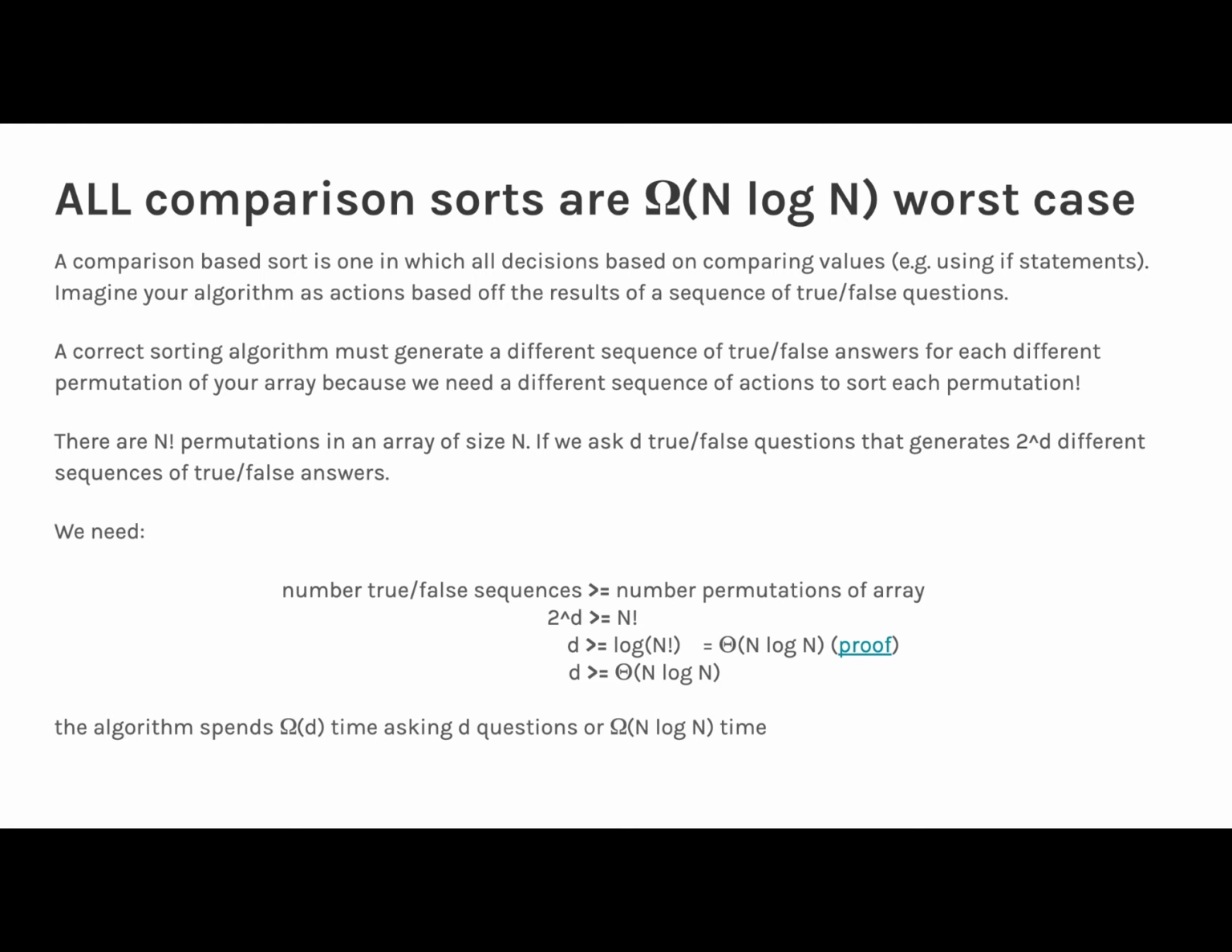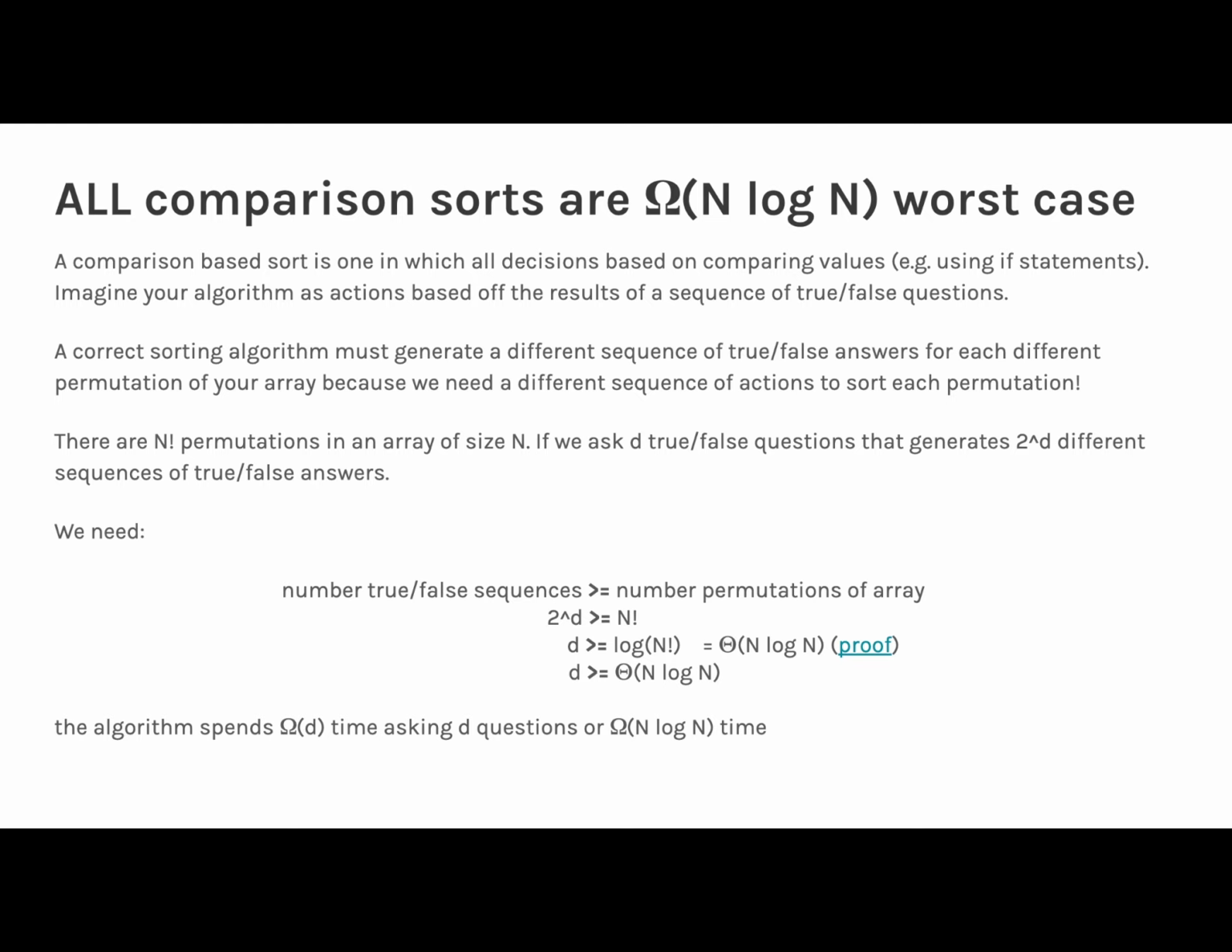Now, don't worry if you don't completely understand this proof. It's not critical for this course, but I'll outline it. A comparison-based sort is one in which all decisions are based on comparing values. So you can think about it as using an if statement to see if one element is less than or greater than another one. Imagine your algorithm as a series of actions based off the results of a sequence of true-false questions. So basically your algorithm is just a sequence of true-false questions.